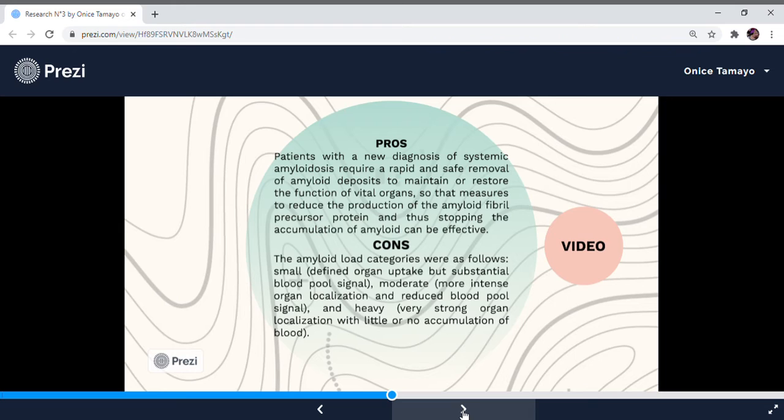Cons: The amyloid load categories were as follows: small, faint organ uptake but substantial blood-pool signal; moderate, more intense organ localization and reduced blood-pool signal; and heavy, very strong organ localization with little or no accumulation in the blood.